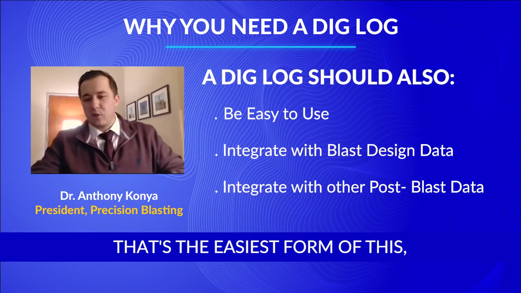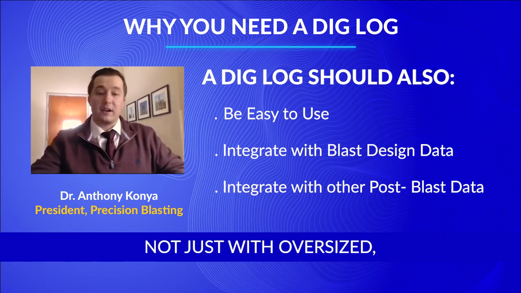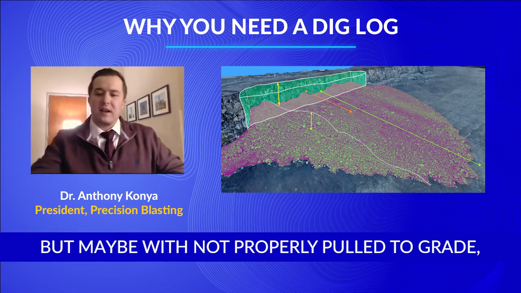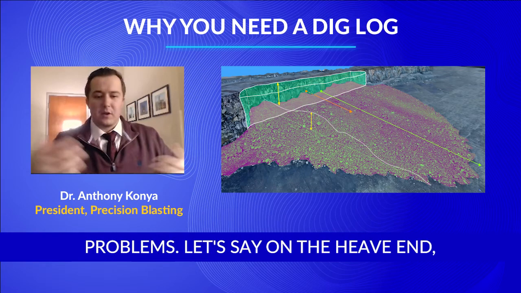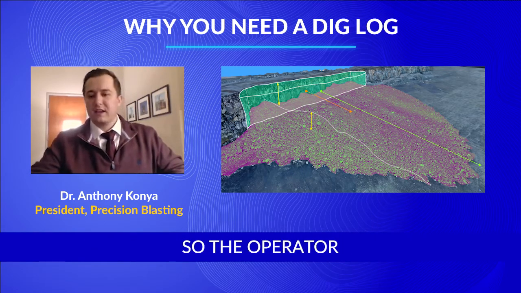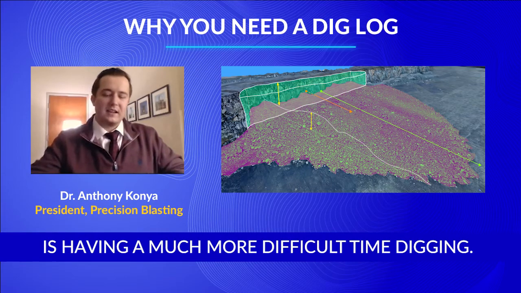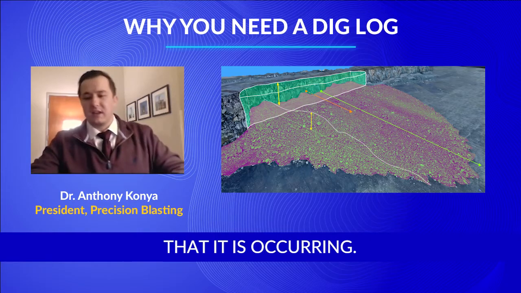That's the easiest form of this, but it gives us a lot of information to understand where some problems are occurring, not just with oversize, but maybe with not properly pulling to grade, or maybe with some other problems, let's say on the heave end, where we're not getting good enough heave or scatter of that muck pile, so the operator is having a much more difficult time digging. There are a lot of reasons that can occur, but at minimum, we want to know that it is occurring.